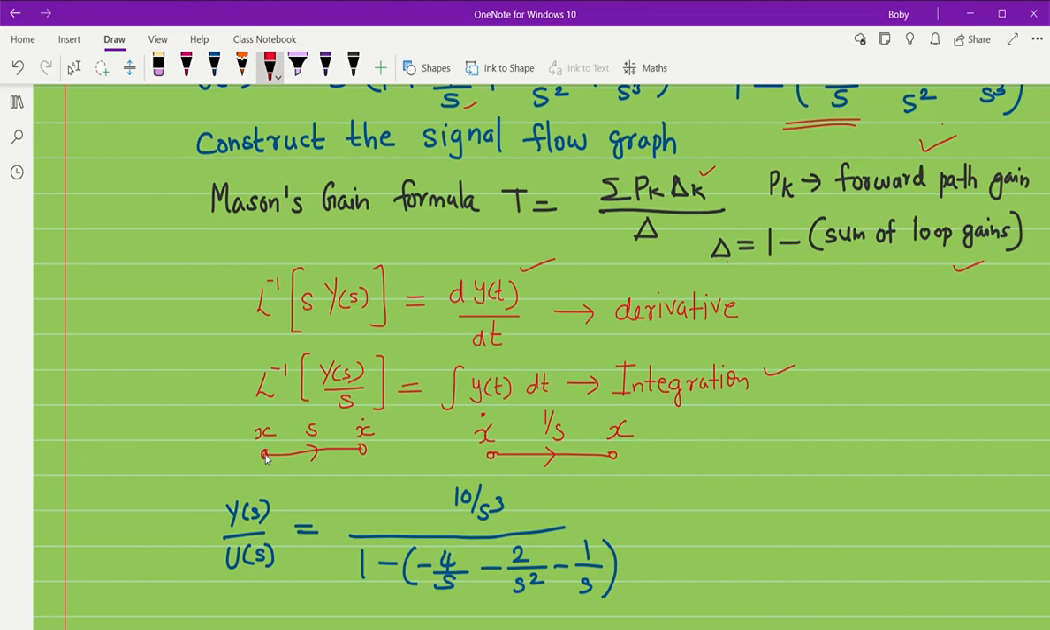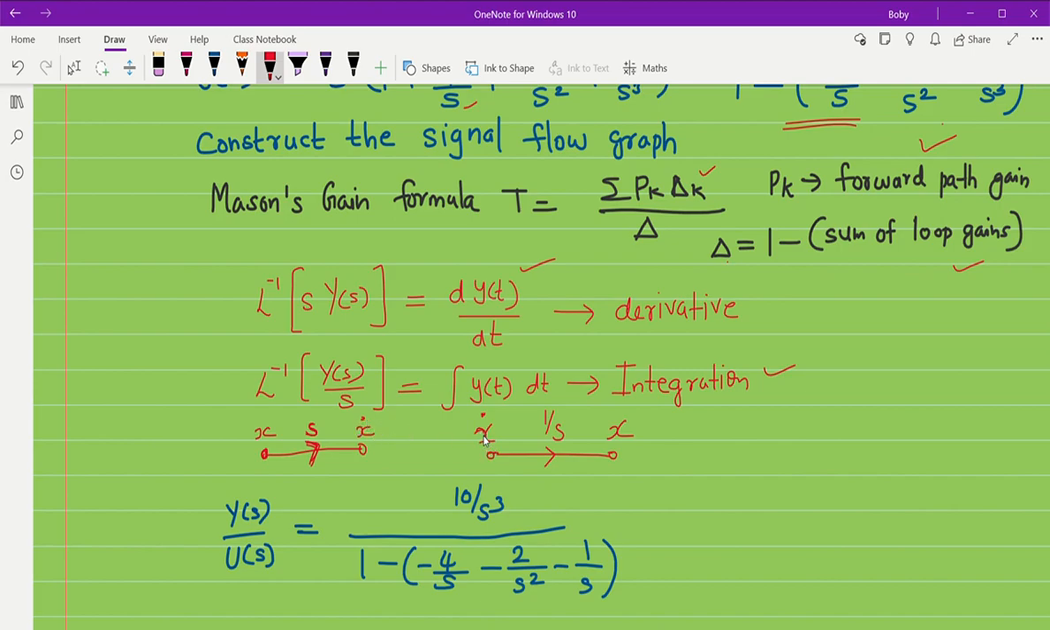So in the signal flow graph, if there is a node with value x, and we want the derivative of that node, we have to multiply the value by s. So if we put the gain as s, then we are getting the derivative.